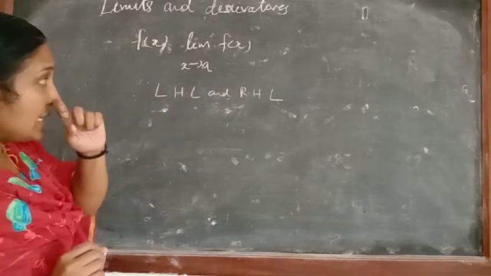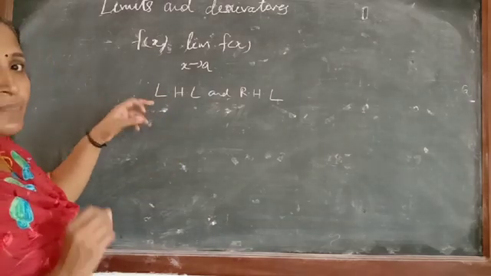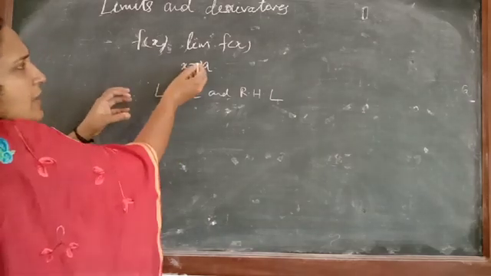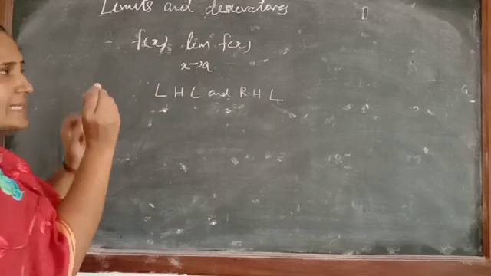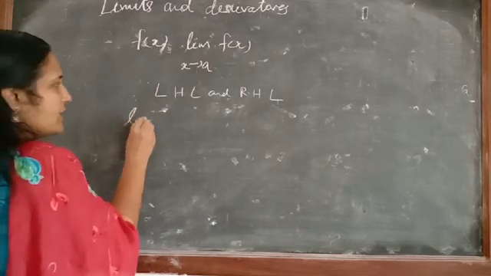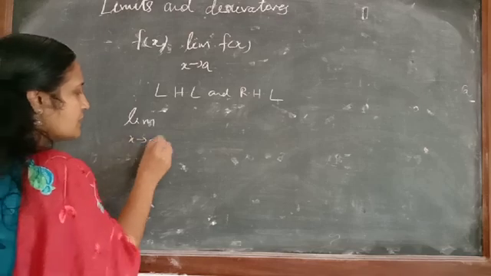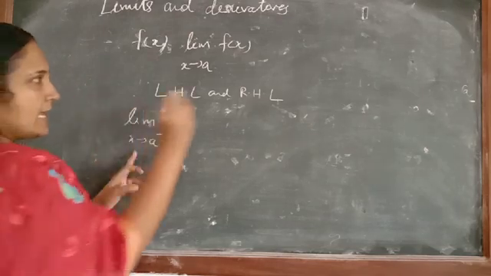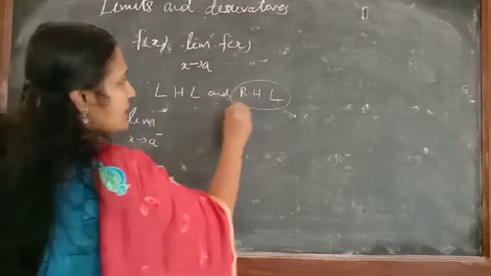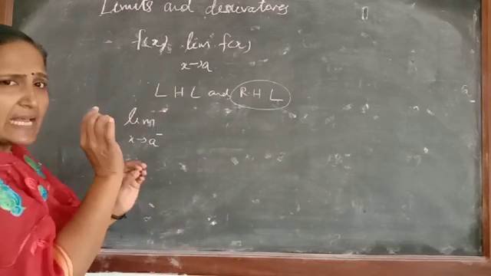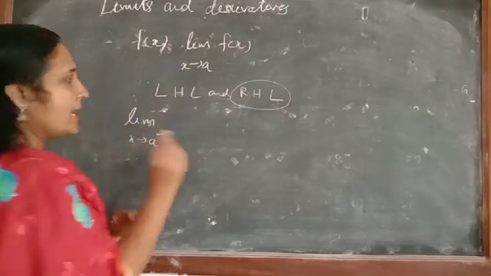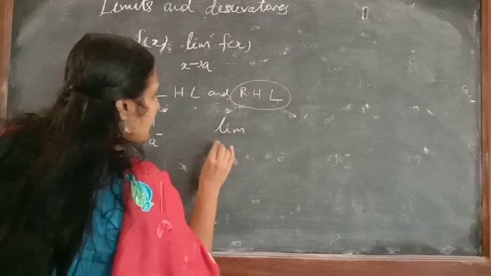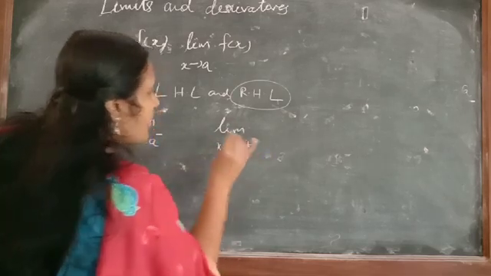To calculate the left hand limit, we take values of x which are slightly less than a, and we write limit x tends to a minus. Right hand limit means we are taking the values of x which are slightly greater than a, and we denote it by limit x tends to a plus.